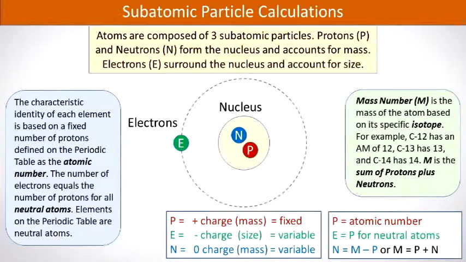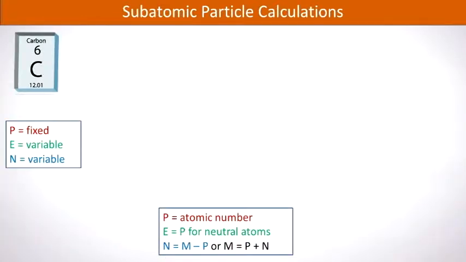So, to summarize thus far, protons equal atomic number, electrons equal protons for neutral atoms, and neutrons equal mass minus protons, or mass equals protons plus neutrons. So, let's start to put these concepts to practice by showing you some examples.